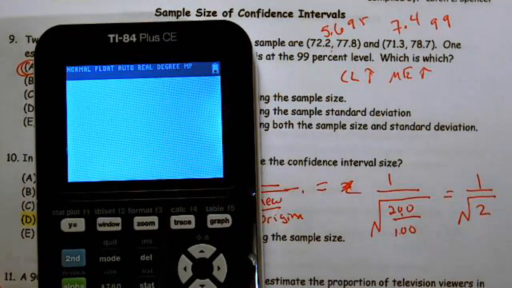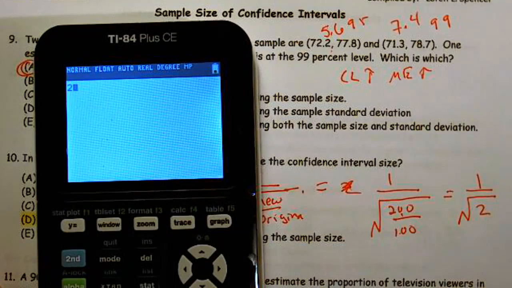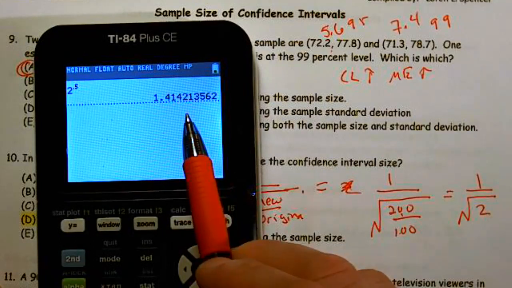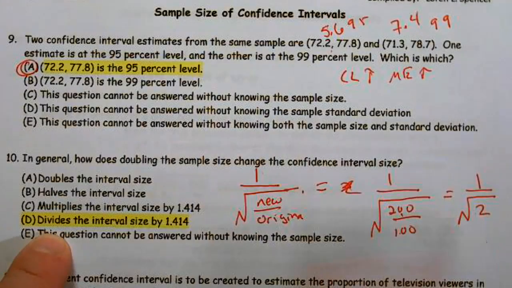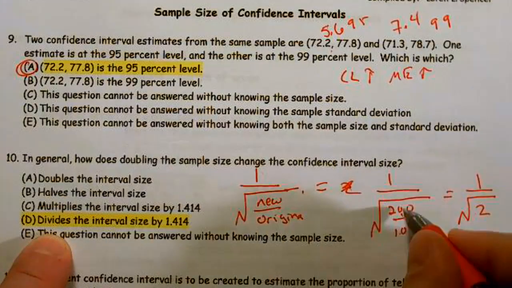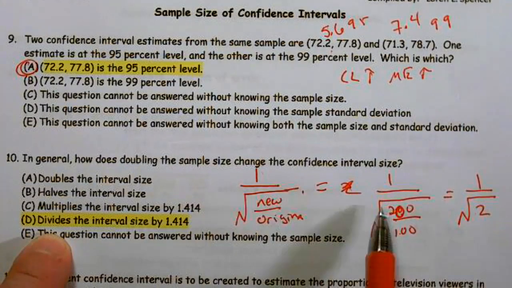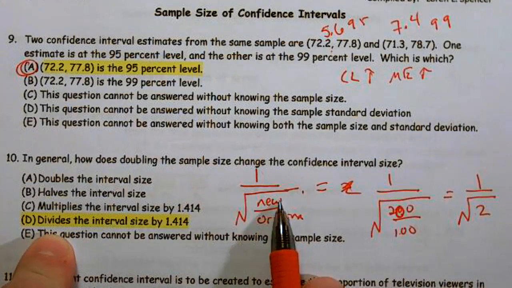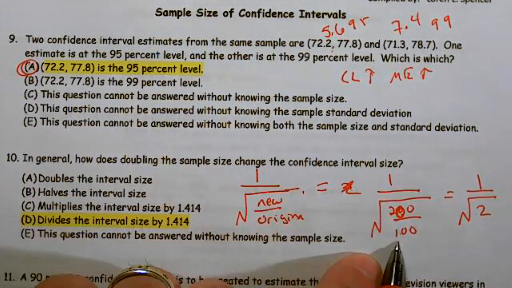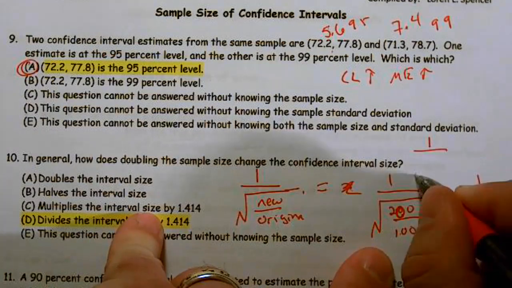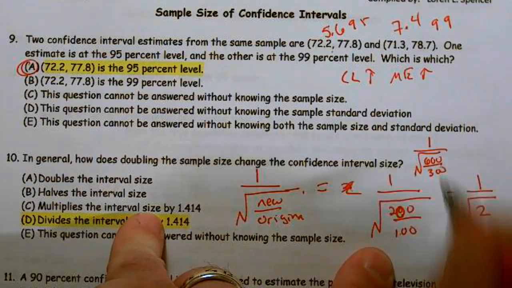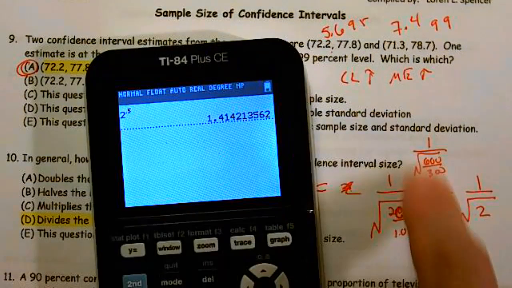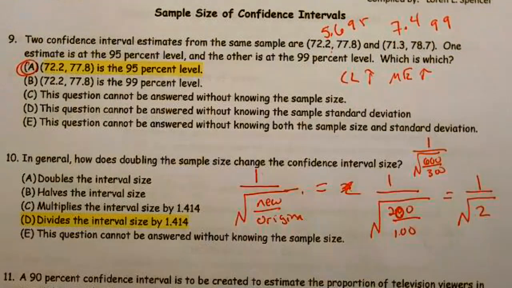Well, what's that mean? What's the square root of 2? 1.414. So what we end up doing is dividing by 1.414. And it wouldn't have mattered what two numbers I'd chosen, as long as the numerator was twice as big. Let's say I chose 1 over the square root of 600, so that my original had to be 300 because that's twice as big. So 600 divided by 300 is 2. So once again, square root of 2.